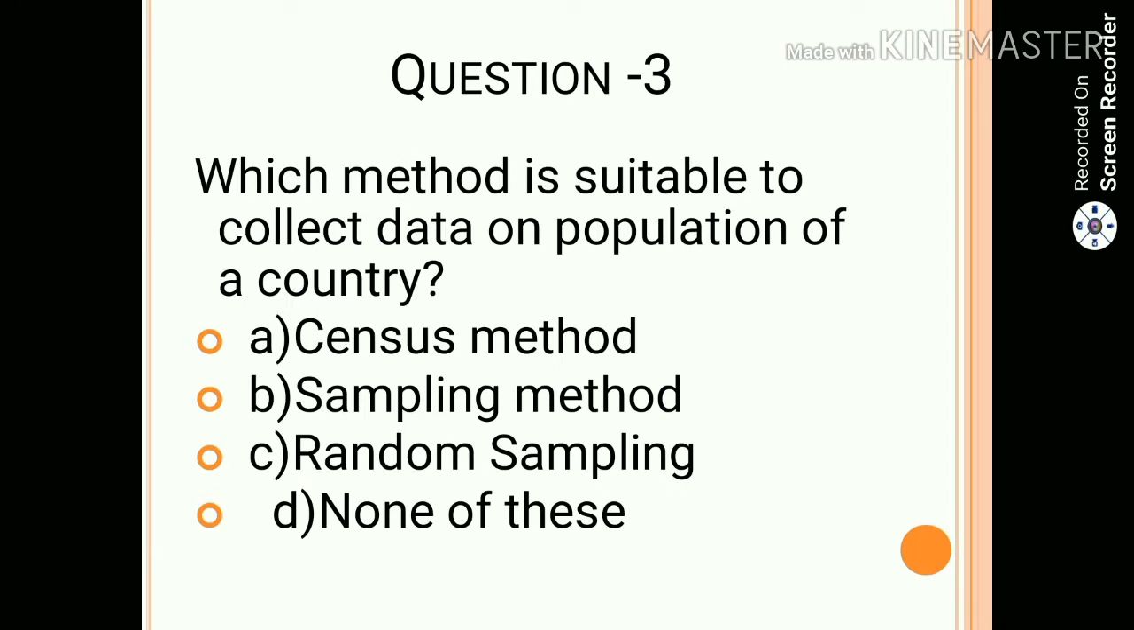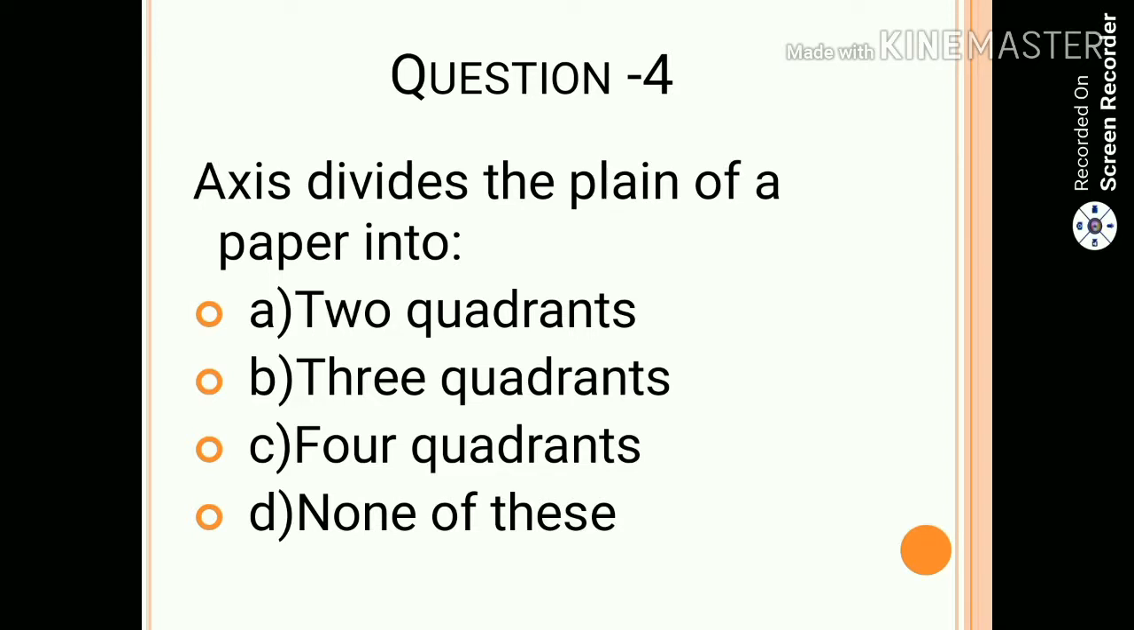Question number 3: which method is suitable to collect data on population of a country? The options are: census method, sampling method, random sampling, or none of these. Question number 4: axis divides the plane of a paper into, and the options are: 2 quadrants, 3 quadrants, 4 quadrants, or none of these.